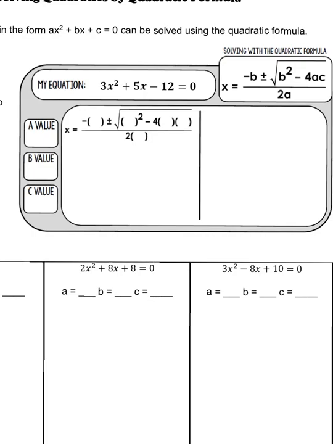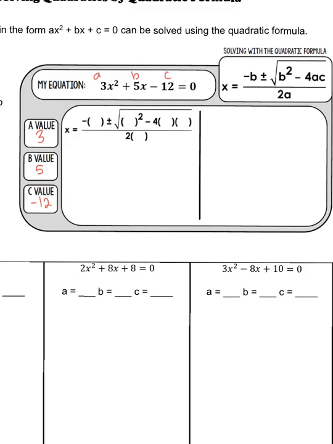So first thing, you need to identify your A, B, and C value. Remember that they're located in front of the variables. So your A value here is 3. Your B value is 5, and your C value is -12.